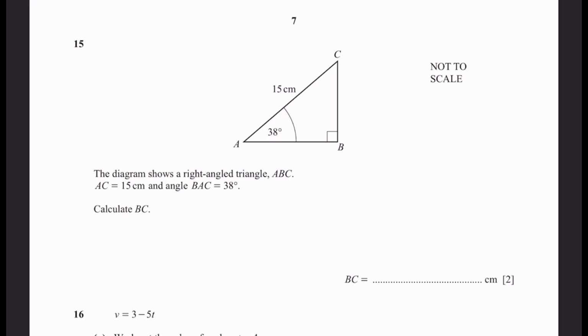Question 15. The diagram shows a right angle triangle ABC. AC 15 centimeters, angle BAC is 38 degrees. Calculate BC. This is actually a trigonometry question. Hypotenuse is 15 centimeters because that's the diagonal side or the longest side. And because we're concerned about the line BC, which I shall name as x centimeters, this side is actually the opposite. Let's write that down. Because it's opposite to the angle. And this is the hypotenuse.